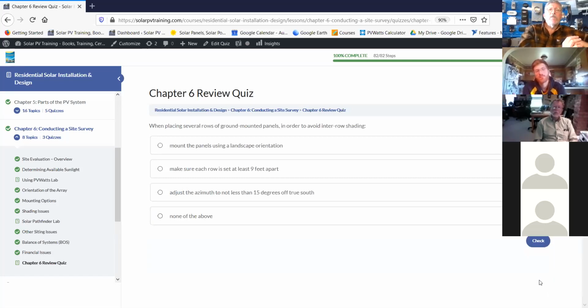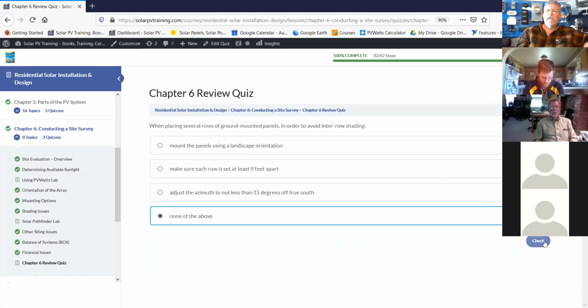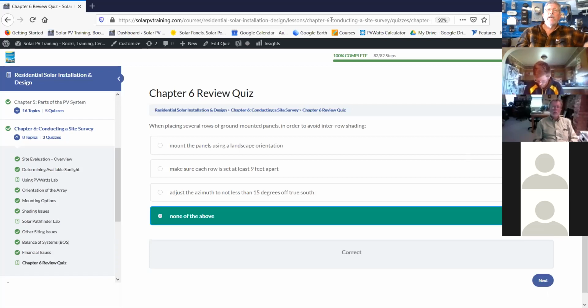When placing several rows of ground-mounted panels in order to avoid inter-row shading, mount the panels using landscape, make sure that each one is 9 feet apart, adjust the azimuth to not less than 15 degrees off true south, or none of the above. None of the above. Yeah, because the right answer is going to be dependent on your latitude.